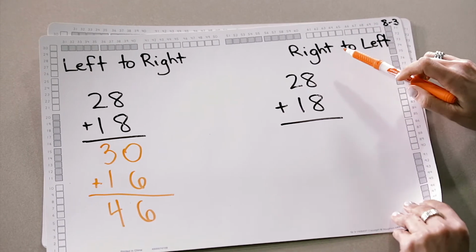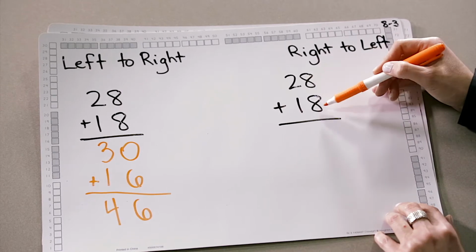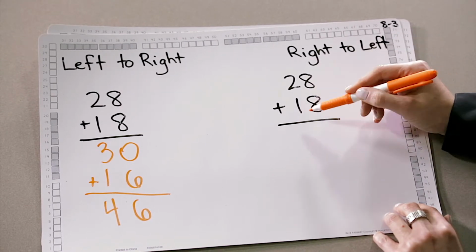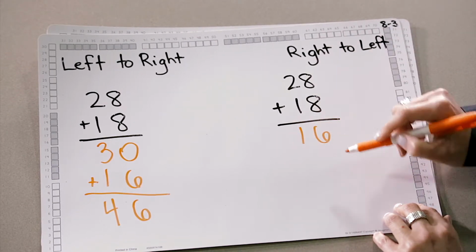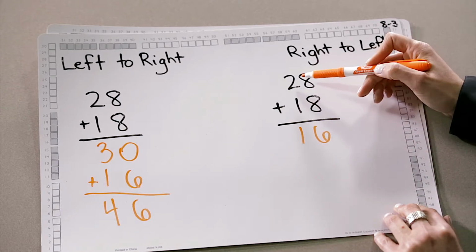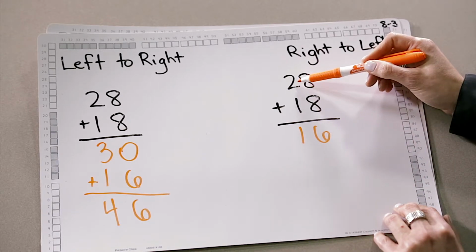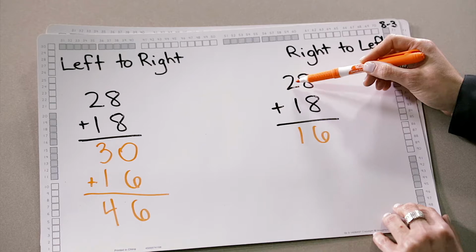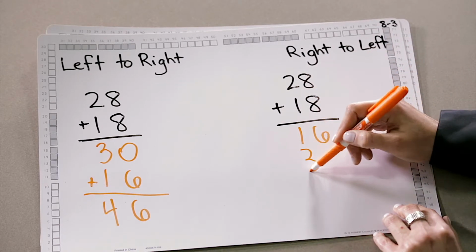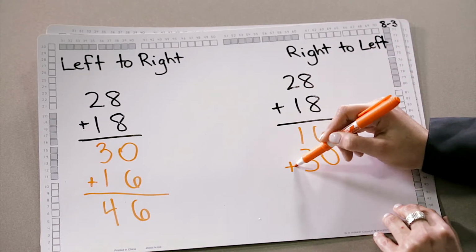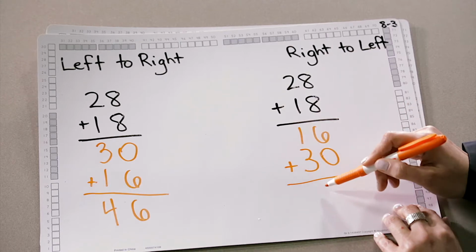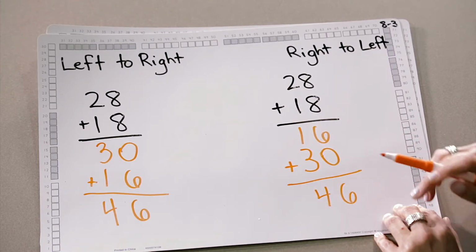Another strategy is going from right to left. This time they're going to start with their 1s, 8 plus 8. They know that's 16, so they write the 16 underneath, and they move to the left to the tens, so they're going to add their 2 tens plus 1 10, or 20 plus 10, and they get 30. Then they're going to add both of these together to get their total, which is 46.